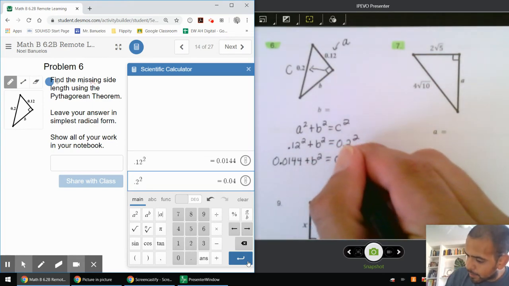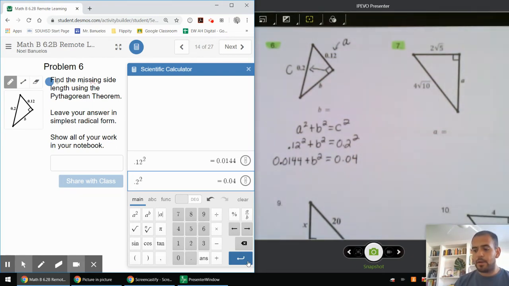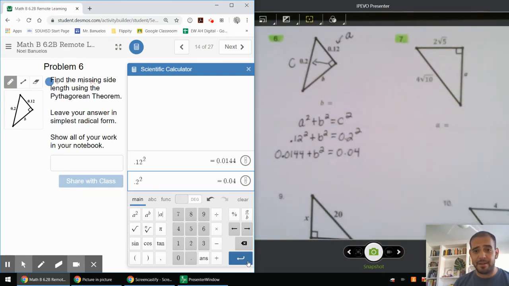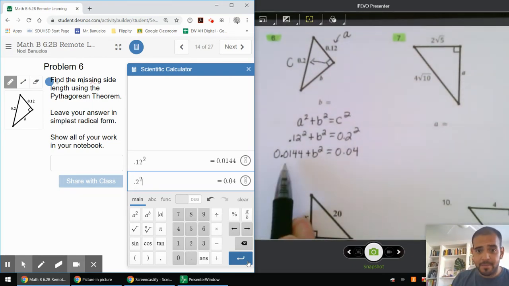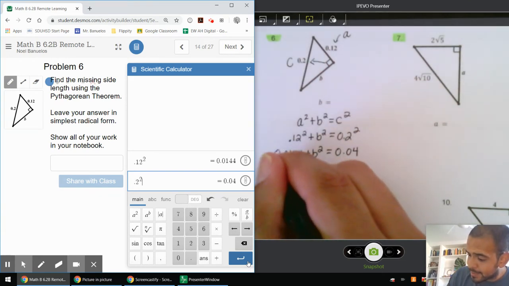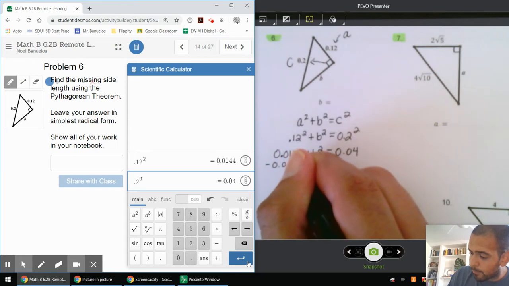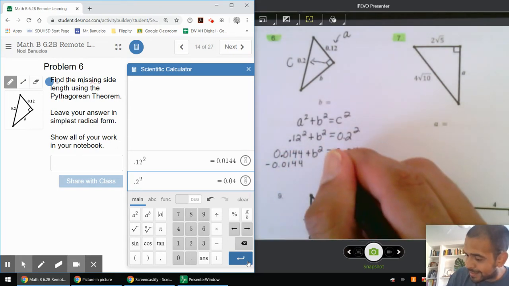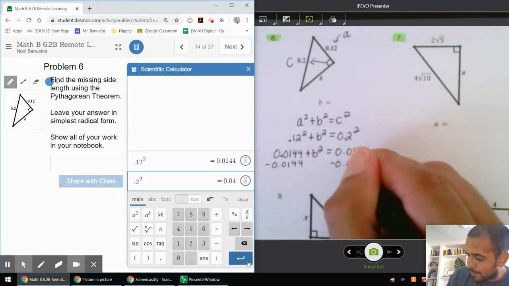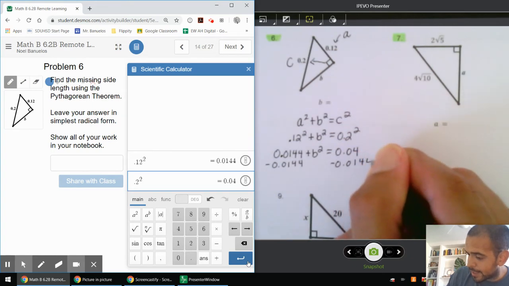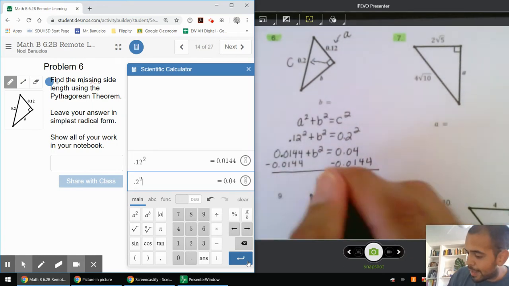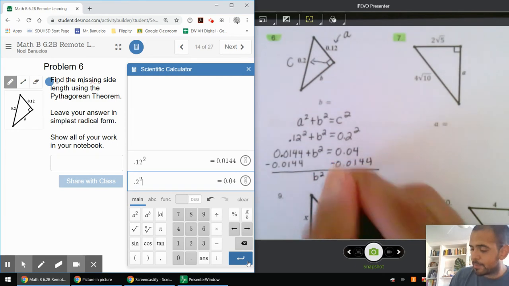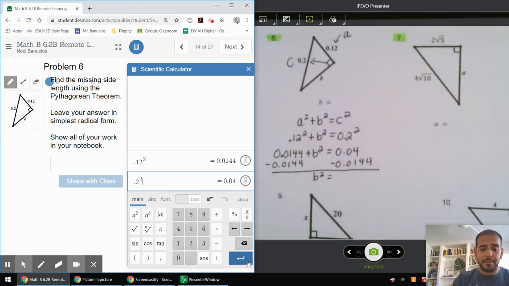It is 0.04. So from there, I need to isolate the variable. So I'm going to get rid of this 0.0144. I'm going to subtract 0.0144 on both sides of the equal sign. So I have b squared equals, all right, it doesn't hurt, I have a calculator. Let's use it.